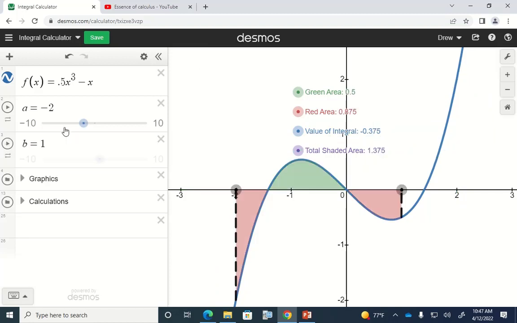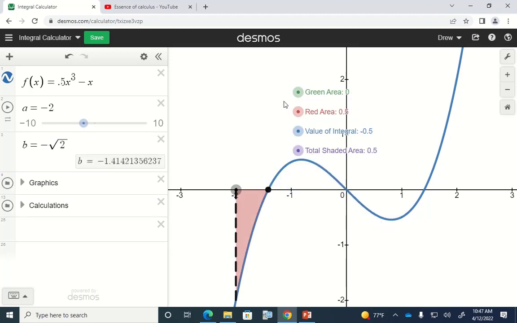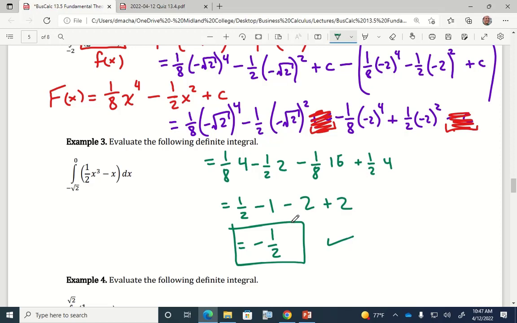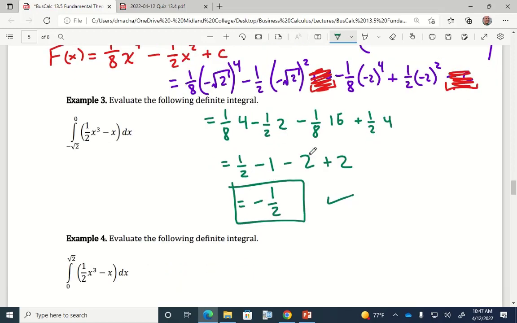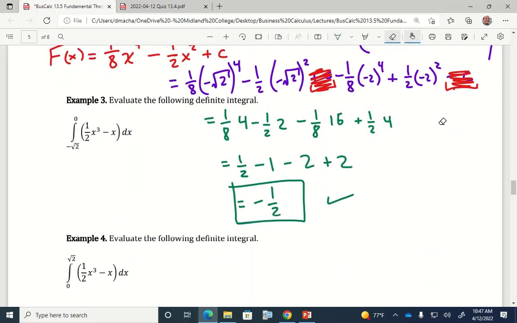It's the equation now? And it's back. Okay, let's see if it works now. Negative square root 2. Did it. Okay, so this area in red is half. And of course, since it's a red area below the axis, the value of the definite integral should be negative half, which is confirmation that we just did our example correctly. Took Desmos a while. But that was example 2.